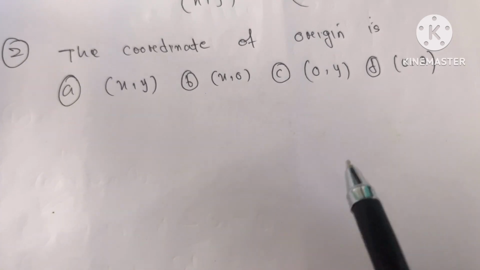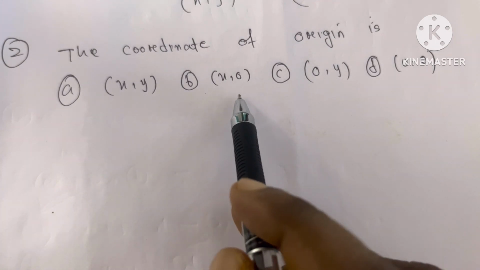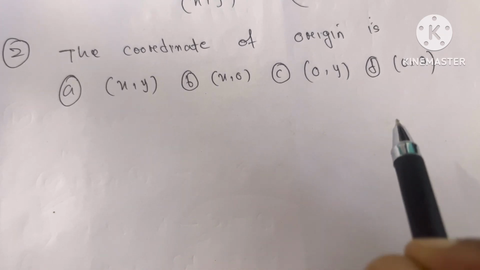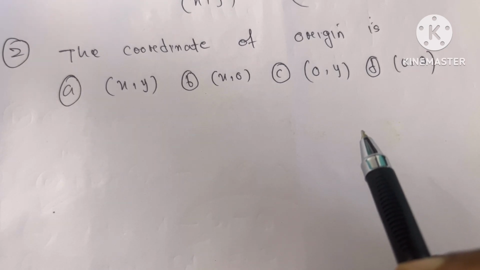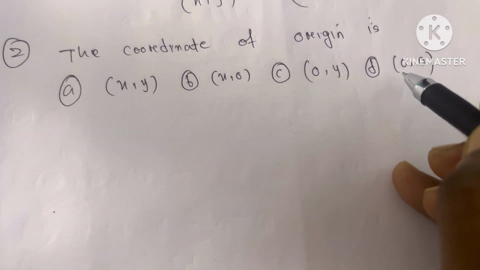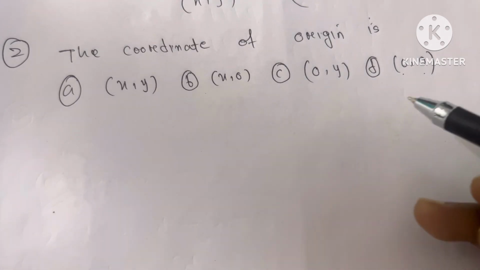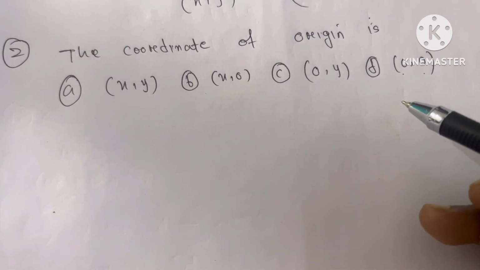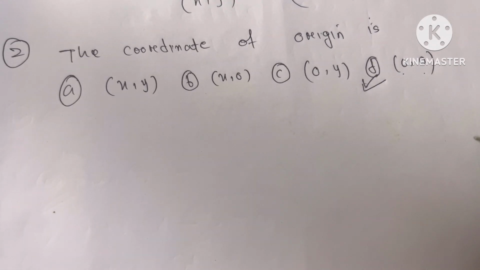So the coordinate of origin. The coordinate of origin is denoted by what? The options are x comma y, x comma 0, 0 comma y, and 0 comma 0. Origin means the intersecting point between the x and y axes. They always intersect each other at 0. That means at origin the coordinate of x is 0 and the coordinate of y is also 0. So the coordinate of origin is 0 comma 0. Okay, so option D is correct.